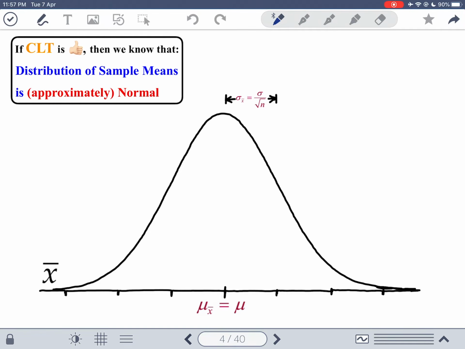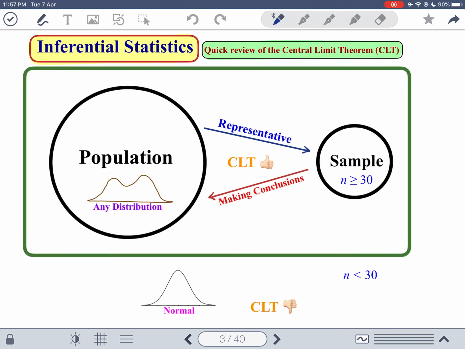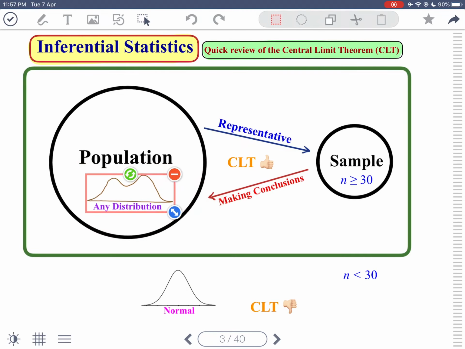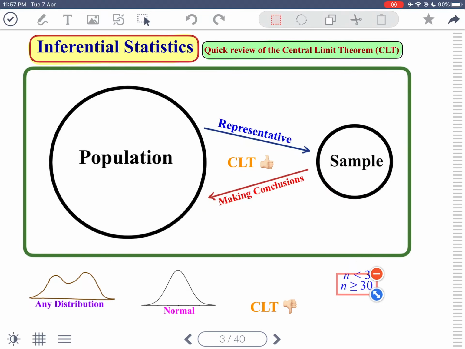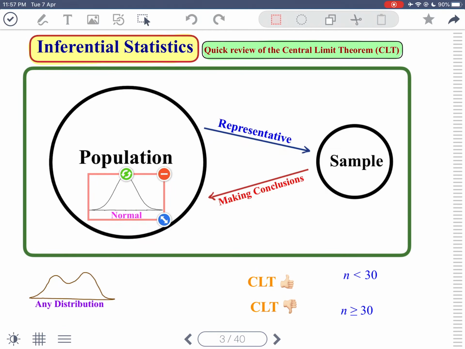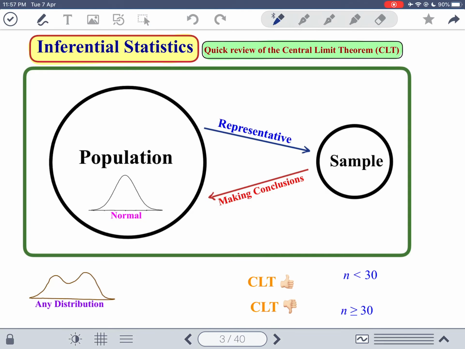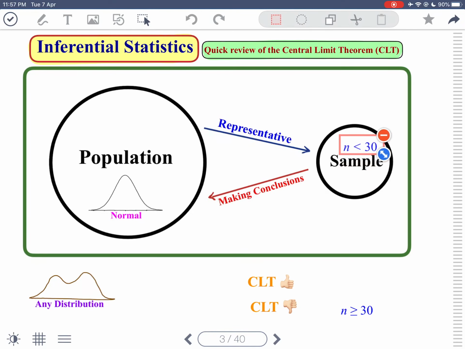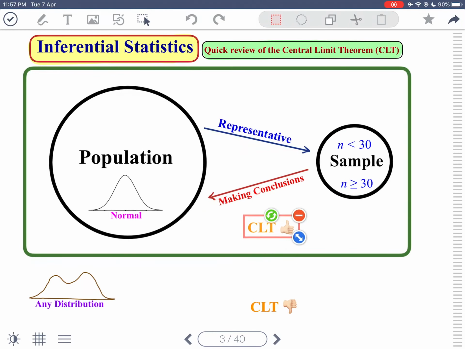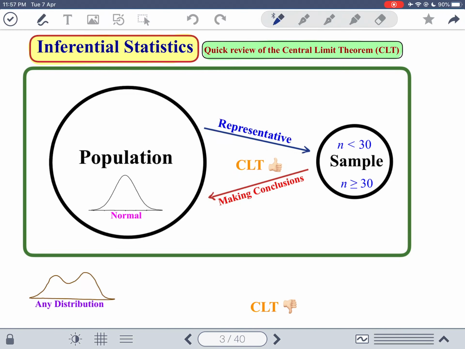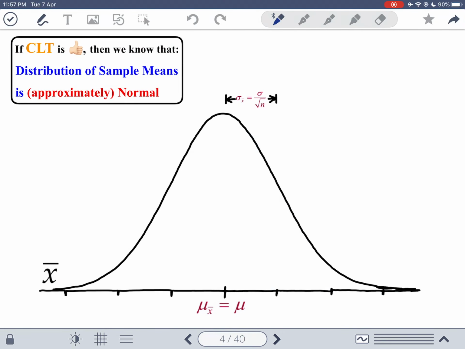Okay, and the second part of it was that if you started with a normal population, a population that is normally distributed, then it doesn't matter whether your sample size is less than 30 or bigger than 30, the central limit theorem is going to work. And so this is what it means, but it will be precisely normal. So there is no approximately normal here. It will be precisely normal.